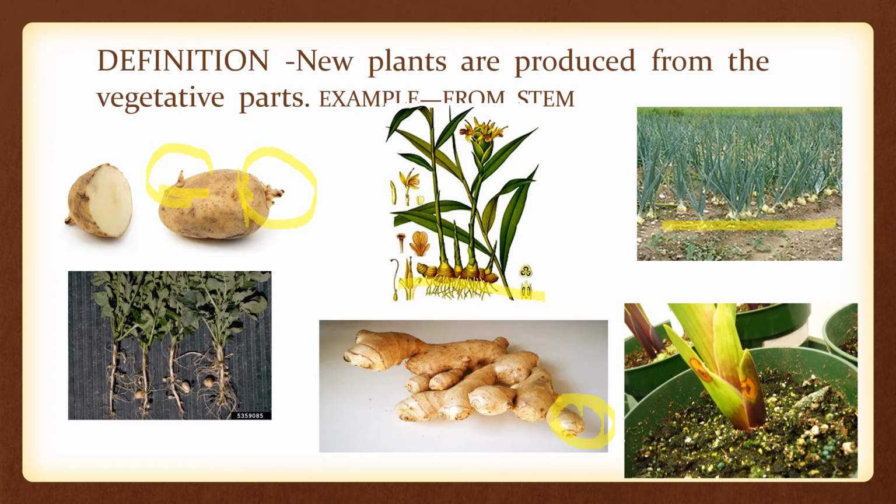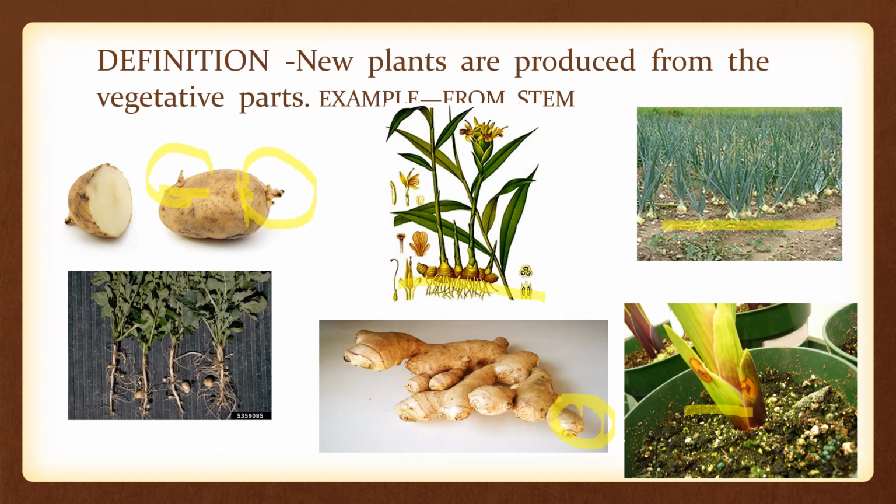So here you already observed potato, then ginger, and the third one is onion, and the next one is this plant, gladiolus. Gladiolus is also a kind of plant where vegetative propagation takes place by vertical underground swollen stem. This is again an example of vegetative propagation by stem.